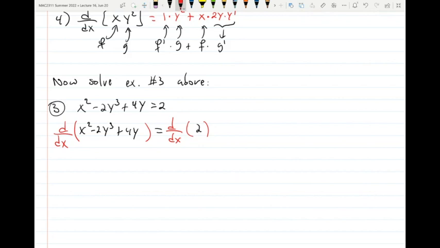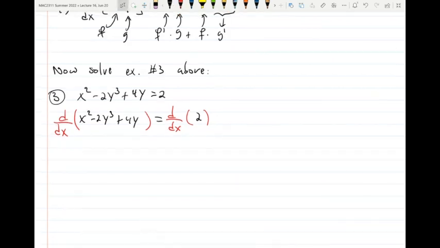So let's do it. Let's focus on the left side. We're going to use the same ideas that we did above. Here we have 3 terms, so when you take the derivative, we just combine the derivatives of the 3 terms, right? So let's do it. Derivative of x squared, 2x, minus. Now what's the derivative of 2y cubed?